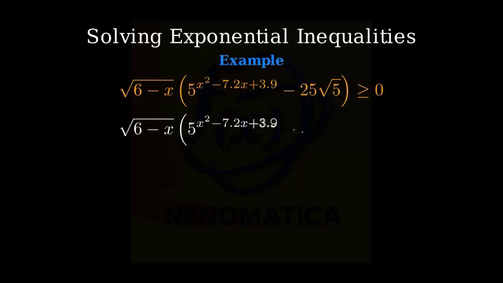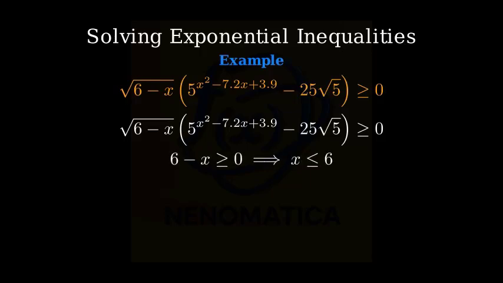When we need to solve an inequality that contains expressions like this, we need to analyze each part carefully. First, let's note that we have a square root term. For any square root to be defined, the expression inside must be non-negative. So we need 6 minus x to be greater than or equal to 0, which means x must be less than or equal to 6.